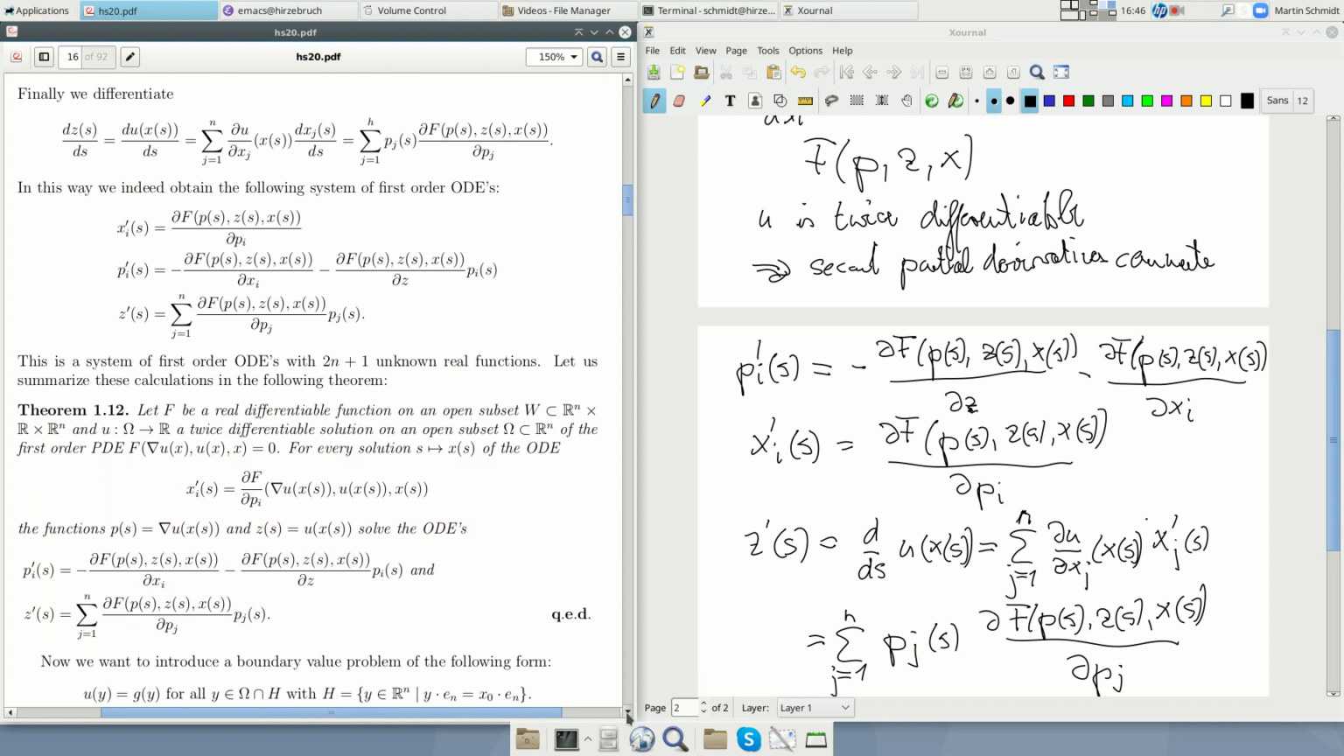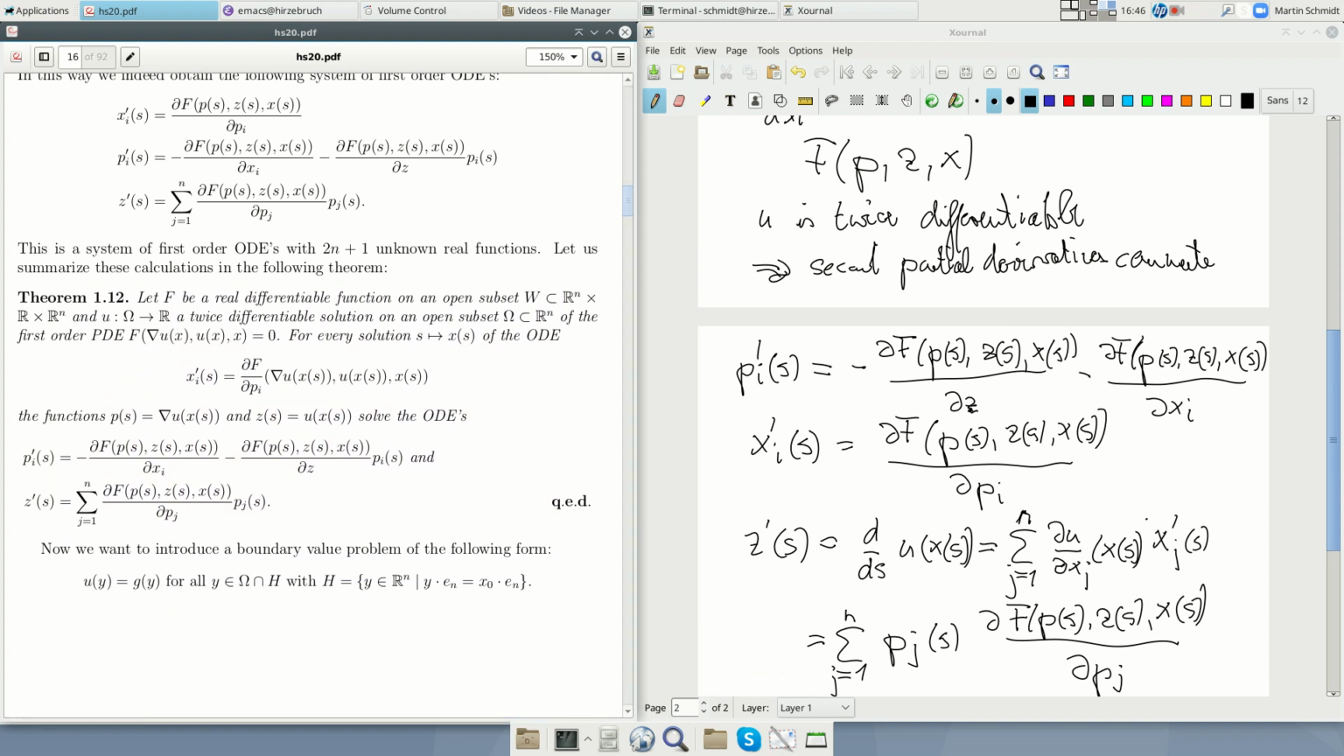So let us summarize our calculations in the following theorem. We have a real differentiable function on an open subset, and u a twice differentiable solution on an open subset of our given first order PDE. Then every solution s, x of s, of this ODE, with the function p and s, solves this ODE. So all together we get a solution of this ODE system.